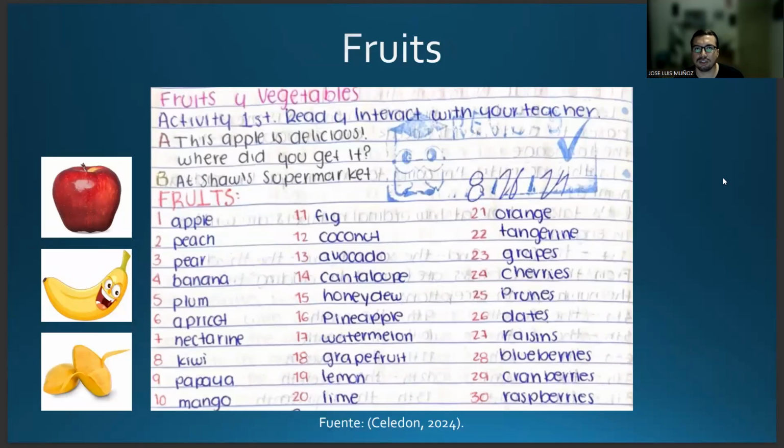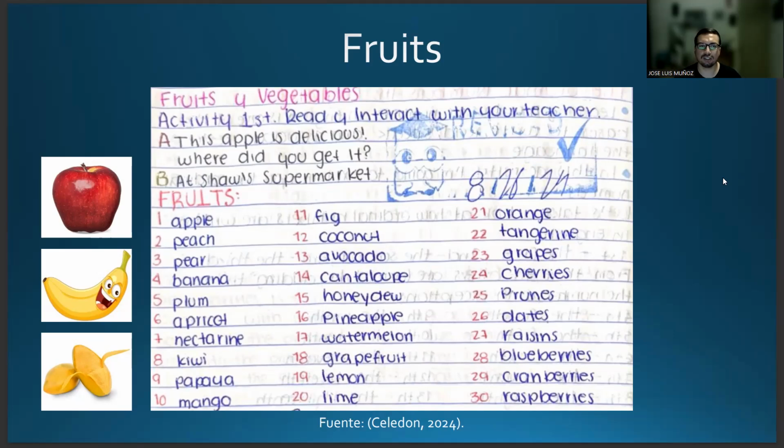Then we have fruits and vegetables. We have seen this activity in classes during the semester with the students of English in Universidad de Guanajuato. So here we have the fruits, the principal fruits that you have to know. The first one, we have apple. On the left side here in the slide, we have apple.